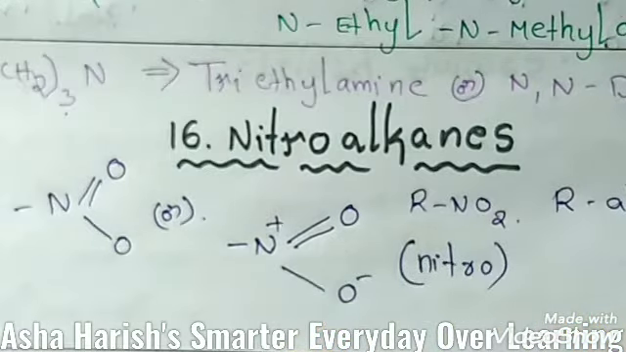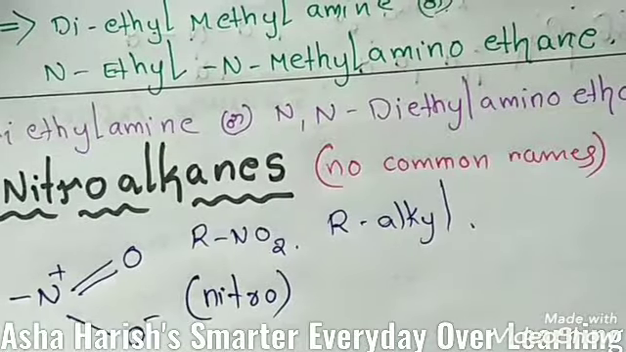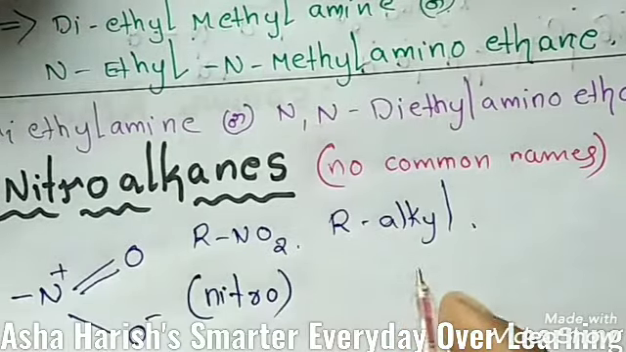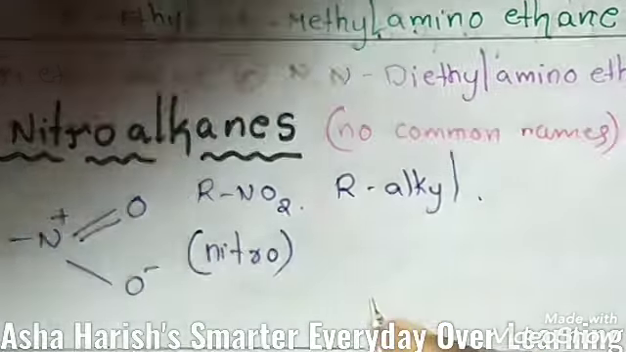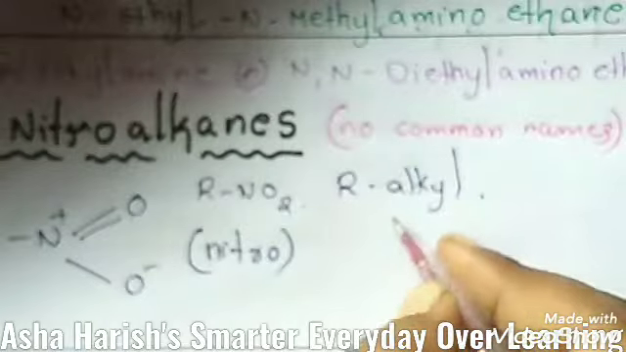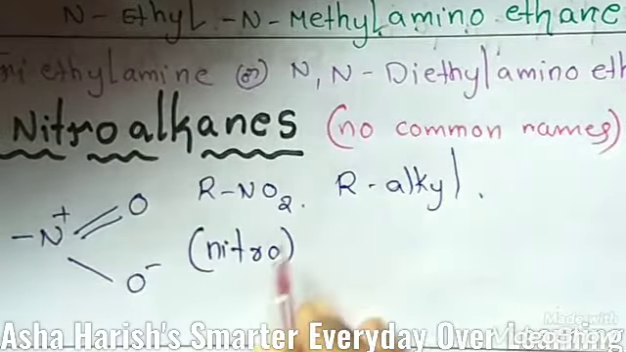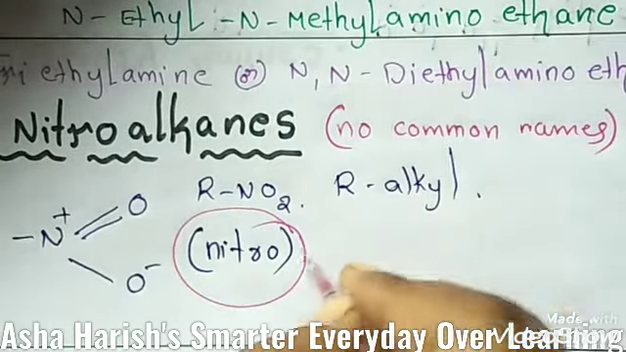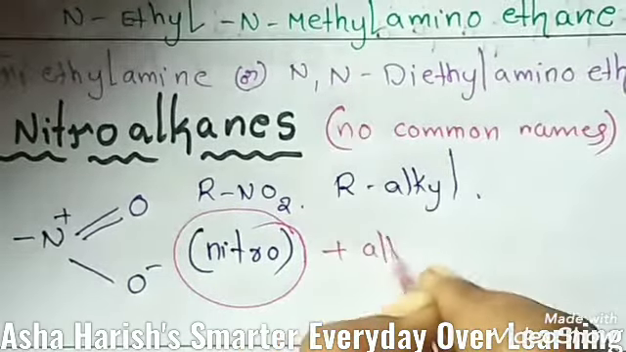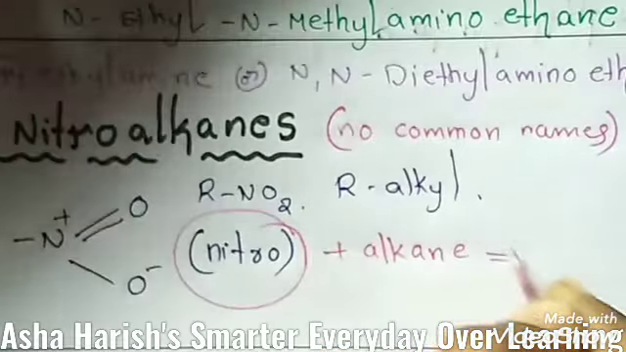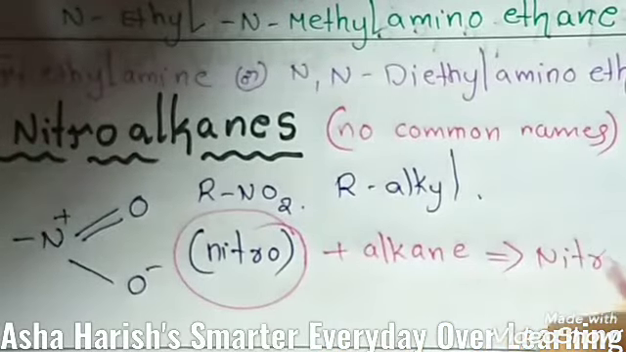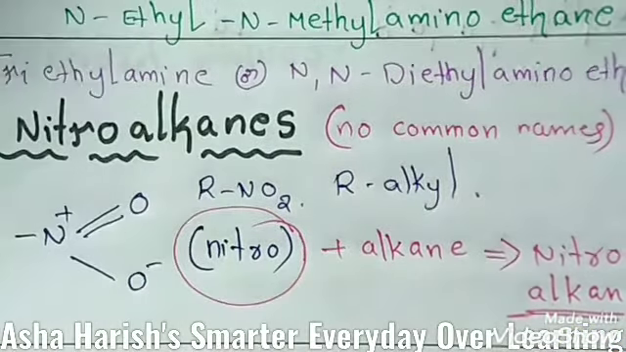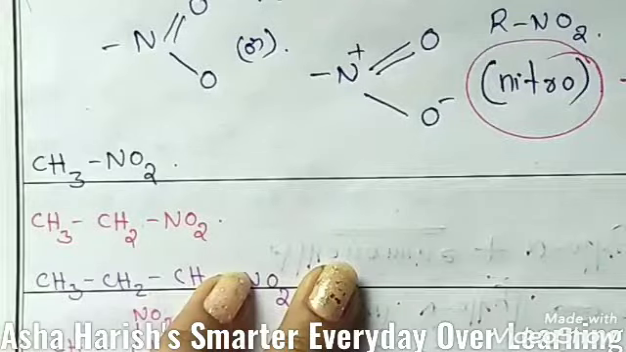Okay, and common names, let's see. No common names for these nitroalkanes. And IUPAC names: add the secondary prefix nitro. As I told you, this is the secondary prefix nitro to the alkane group, and if you add this word to the alkane group, then the word is nitroalkane. Let's see some examples of these nitroalkanes.